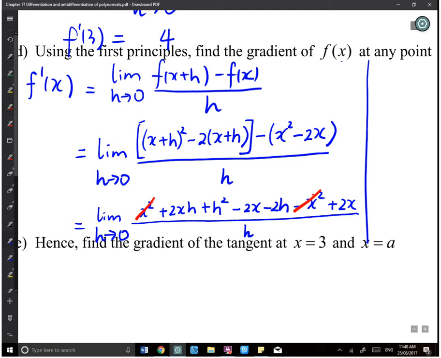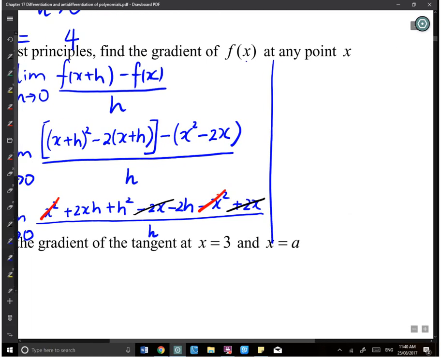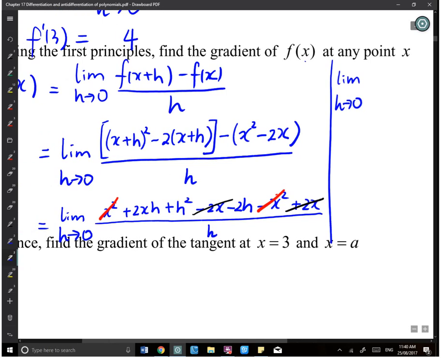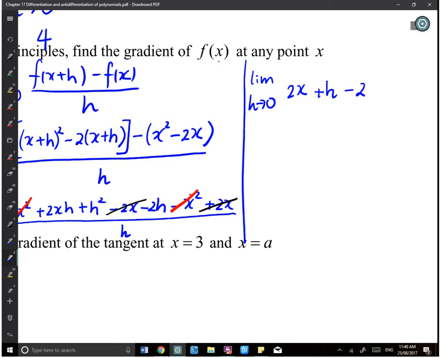And we have 2x and 2x cancelling, so what has been left is 3 terms: 1, 2, 3 here. As h approaches 0, 2xh divided by h is 2x. H squared divided by h is h. Minus 2h divided by h is minus 2. It can be simplified to that.